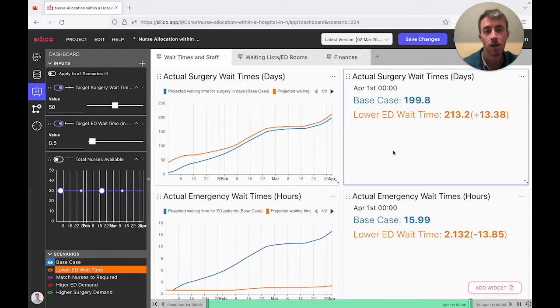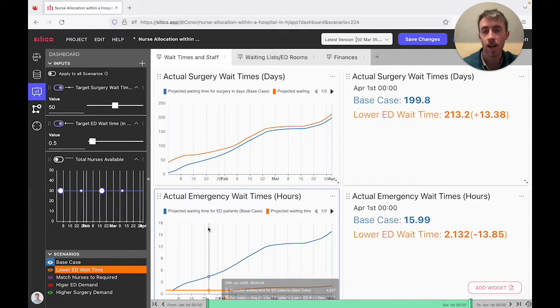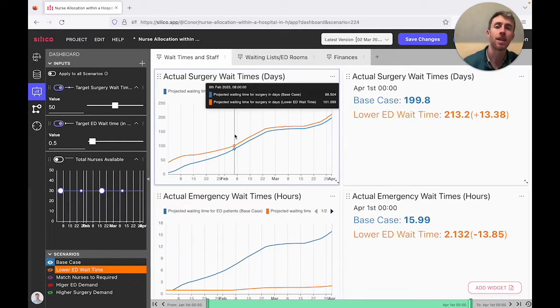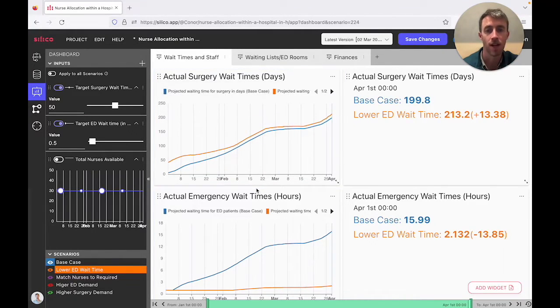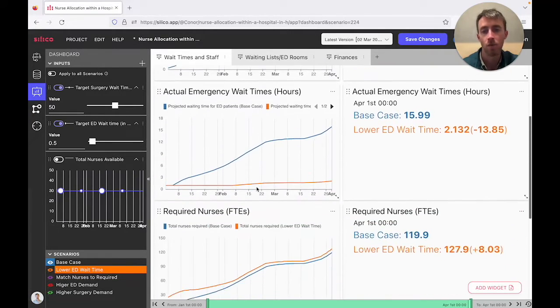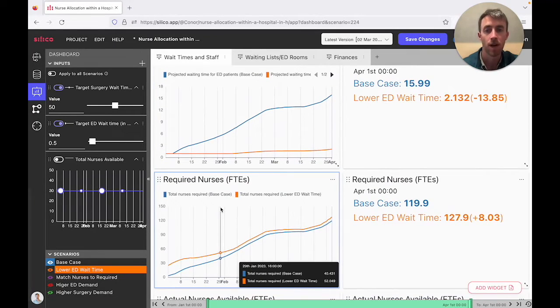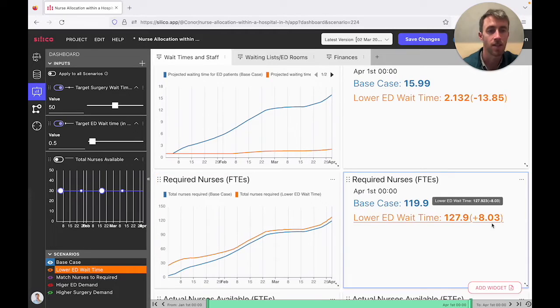The reason for that is that the model underlying this allocates staff based on the target wait times. So the target wait times are set higher for ED, which means there'll be more nurses allocated to ED, and that comes at the expense of the nurses that are allocated to the surgery department. So essentially, setting different target wait times is a way of allocating nurses between those departments and setting the relative importance of each different department. And what we can also see is that, by having a more ambitious target for our ED, we have increased the number of nurses that would be required to achieve that. So we can see that we would need an additional 8 nurses if we were going to completely achieve our target.